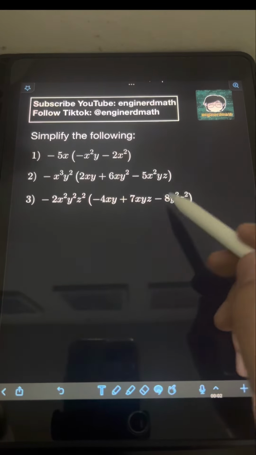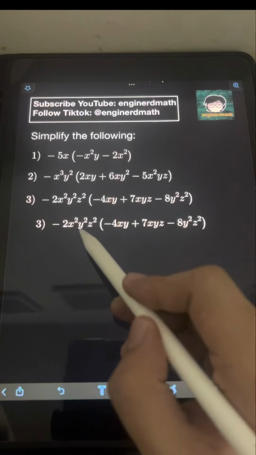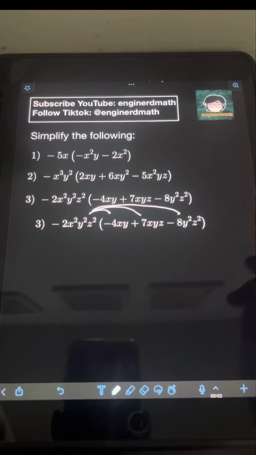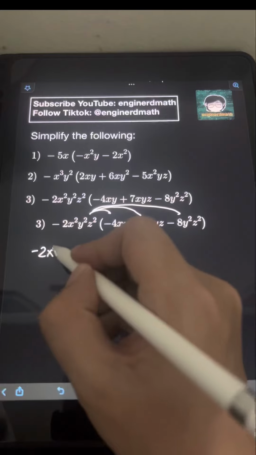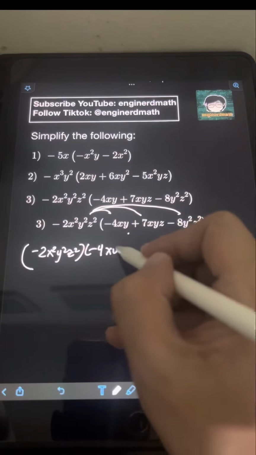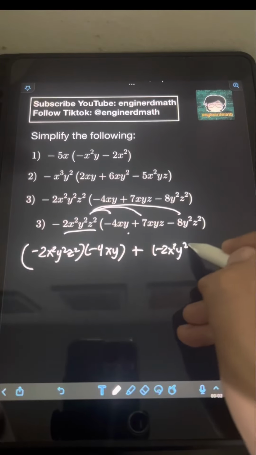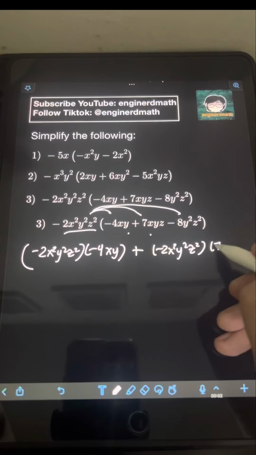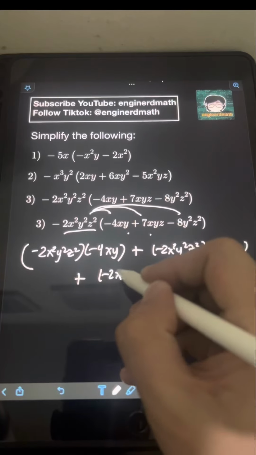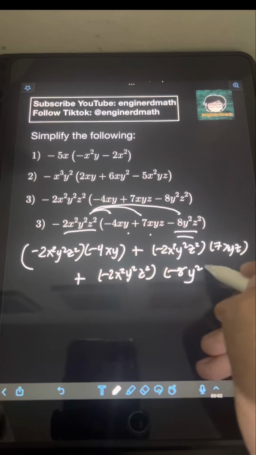Next for number 3, so copy ko na lang. So meron ulit tayong monomial multiply by a trinomial. So apply distributive property, distribute yung monomial sa bawat term. So negative 2x squared y squared z squared, times the first term, negative 4xy, plus, again, negative 2x squared y squared z squared, times the second term, 7xyz, then plus, negative 2x squared y squared z squared, times the third term, negative 8y squared z squared.